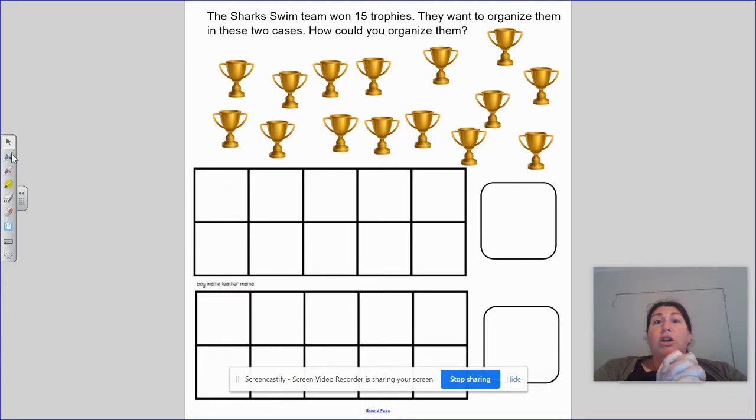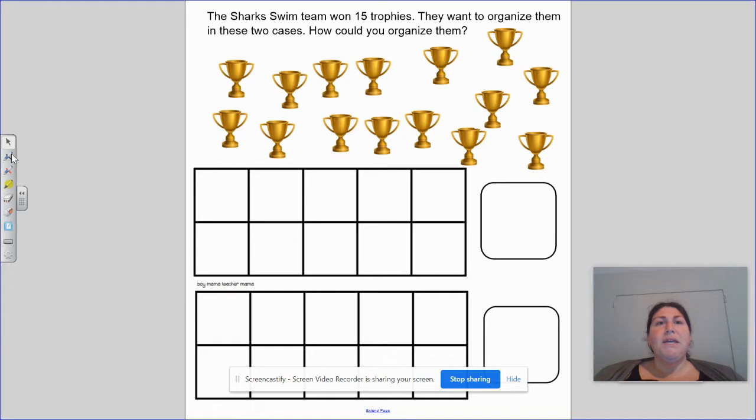Now we're going to start talking about taking a teen number apart. It's called decomposing a teen number. So we have our teen number and we're going to break it into tens, a 10, and some ones.